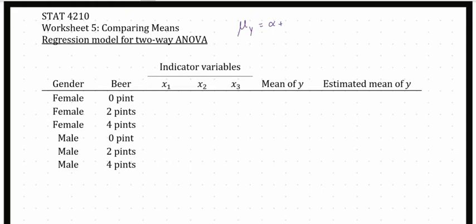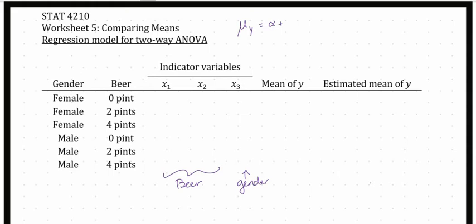We have to convert each of the gender and the beer variables into indicator variables. So I'm going to have 3 possible indicator variables: x1 and x2 for beer. So x1 and x2 are going to indicate the amount of beer consumed, and x3 is going to be the indicator for gender. Now remember, if we have 3 levels of a categorical variable, say 0, 2, and 4 pints, we only need 2 indicator variables.